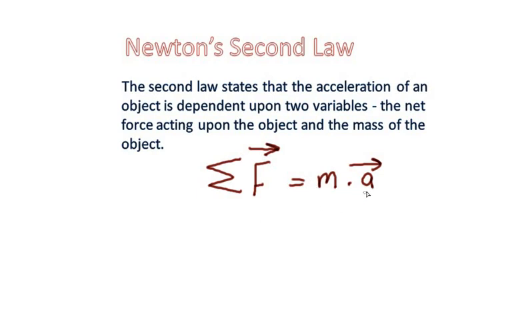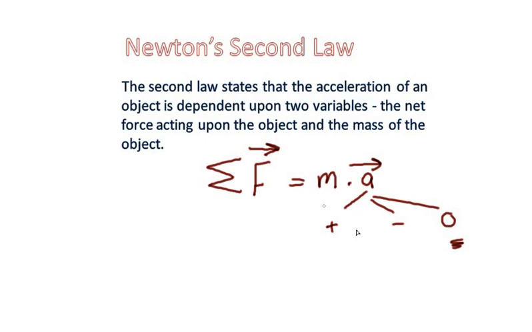Okay, the acceleration could be positive or negative or 0. If the acceleration is 0, then we go back to Newton's first law. It means that the object is not speeding up or slowing down, so the object is at static or dynamic equilibrium. So this is Newton's first law.